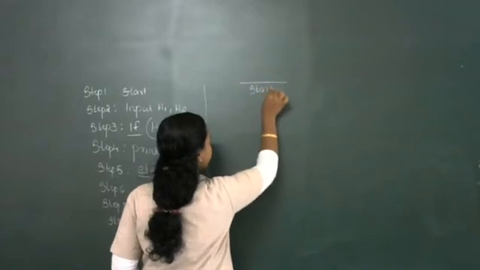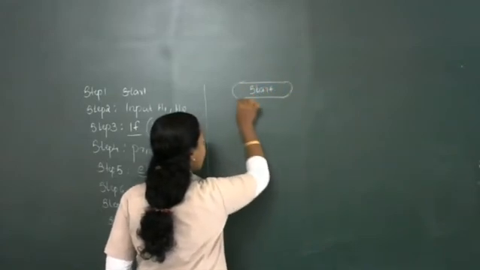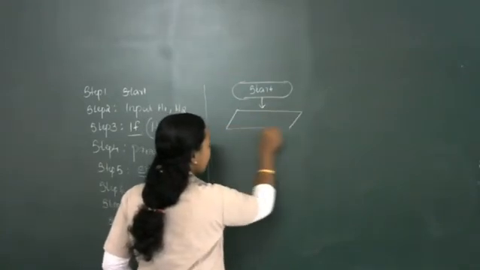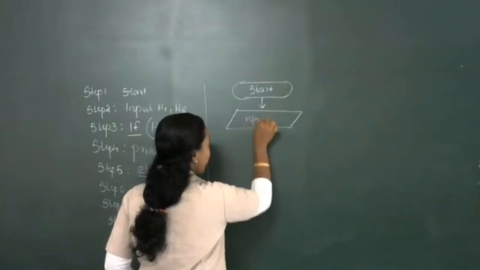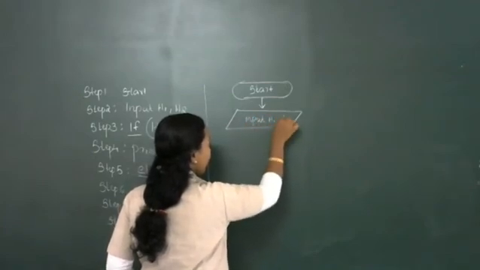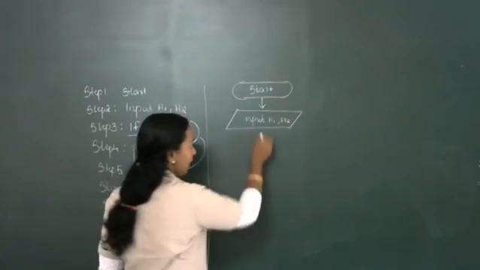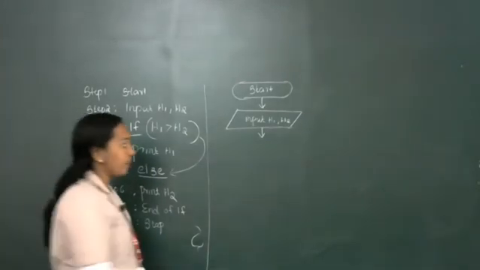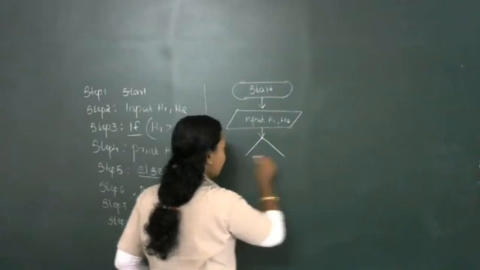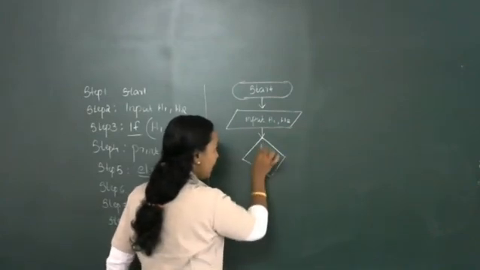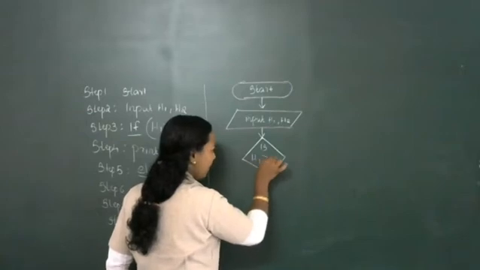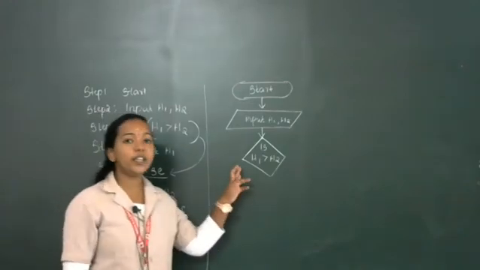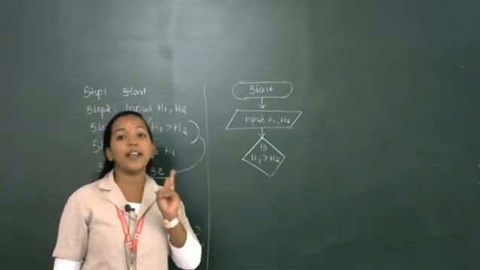Start. Then input statement, parallelogram. Input h1 comma h2. Then after that, we are going to begin the decision symbol. In the decision symbol, I am going to draw the rhombus. Is h1 greater than h2? Then at the beginning itself, I already mentioned, for decision, single entry and 2 exit flows.